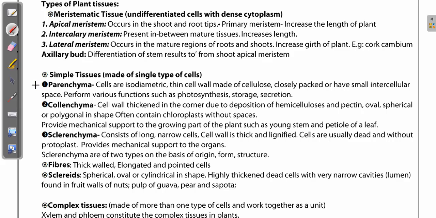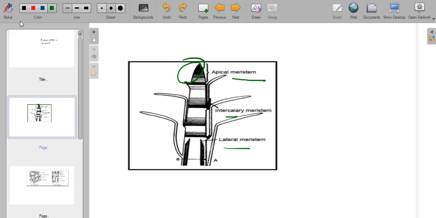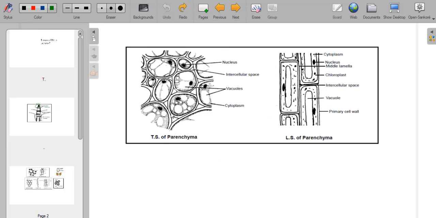So the parenchyma is the first type here. The cells are isodiametric in nature, with thin cell wall made up of cellulose, and they are very closely packed, and even sometimes they have small intercellular spaces, and they perform a variety of tasks from photosynthesis, storage, and secretion. And if parenchyma is associated with chloroplast, we'll be calling it chlorenchyma. That means parenchyma plus chloroplast. So that's how the name derives.